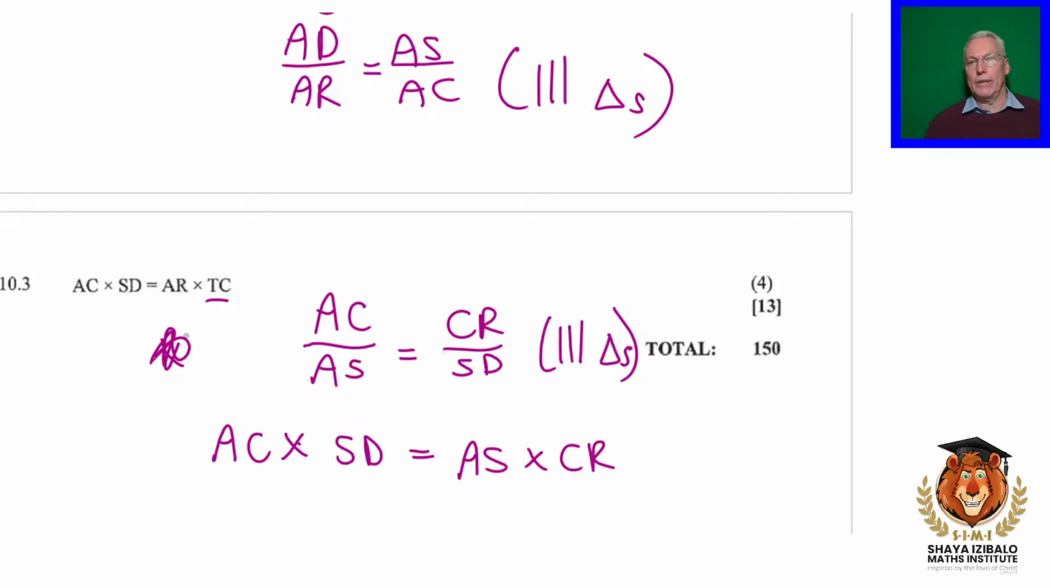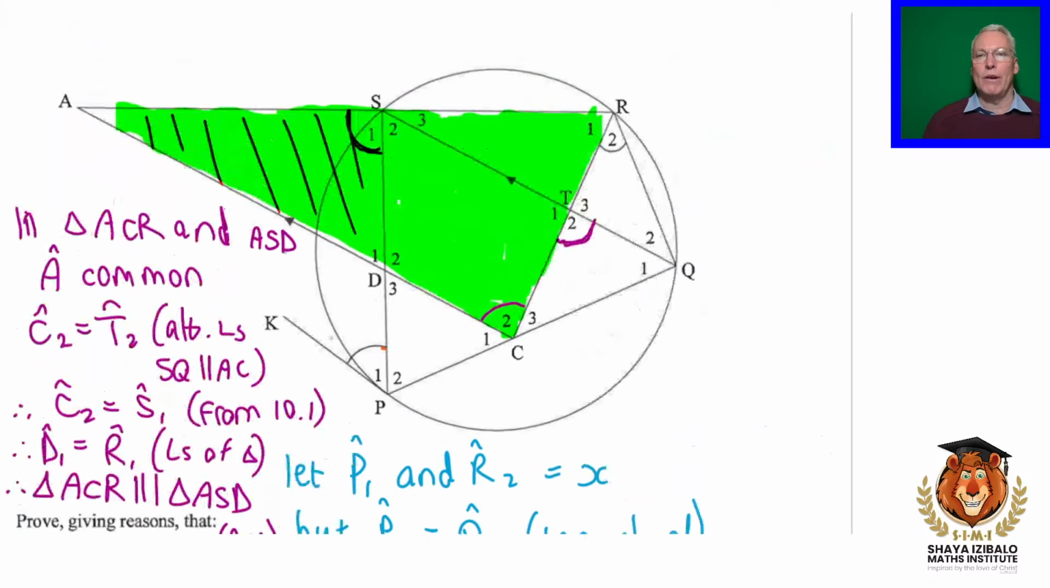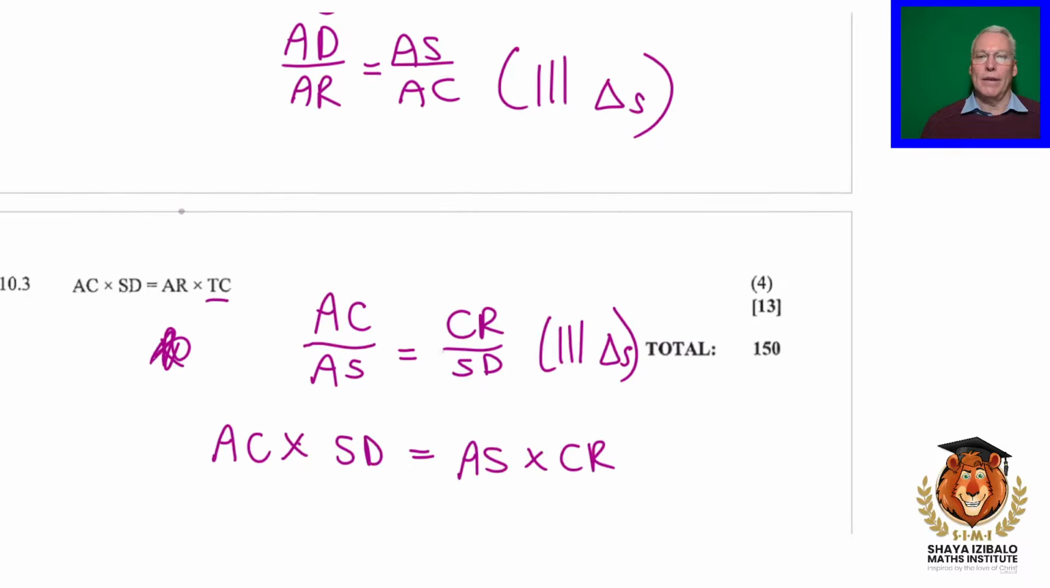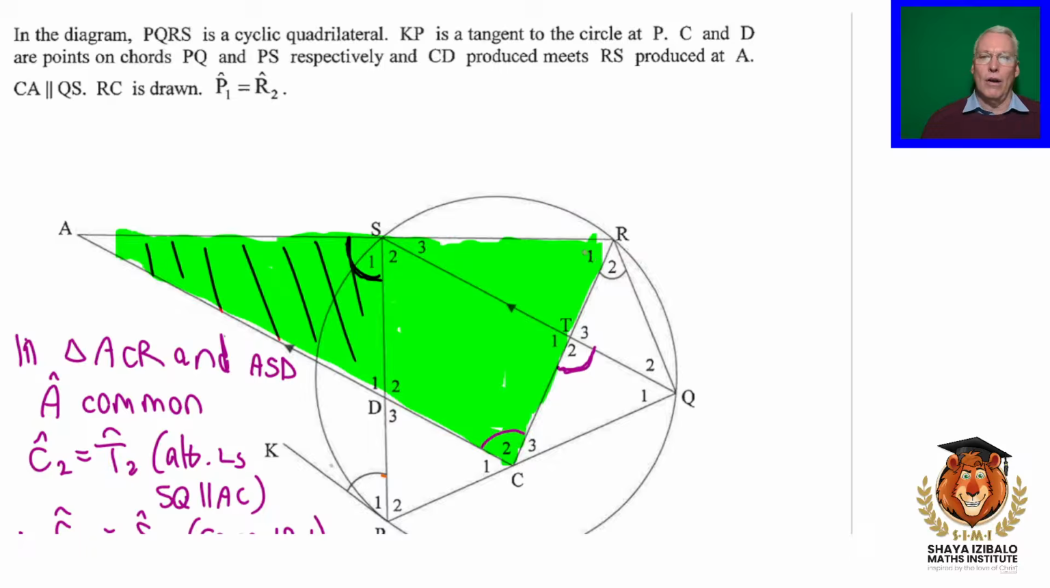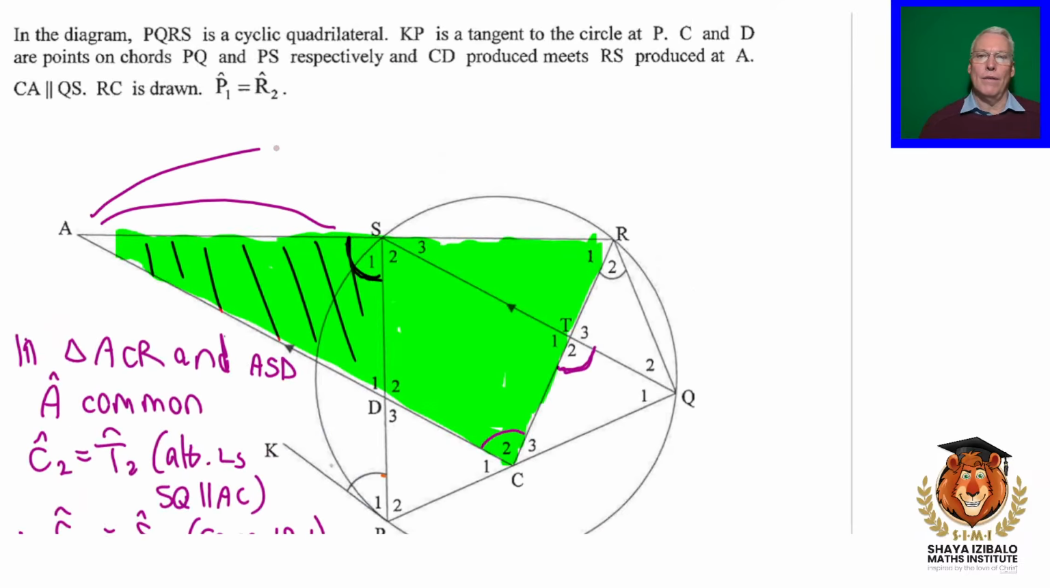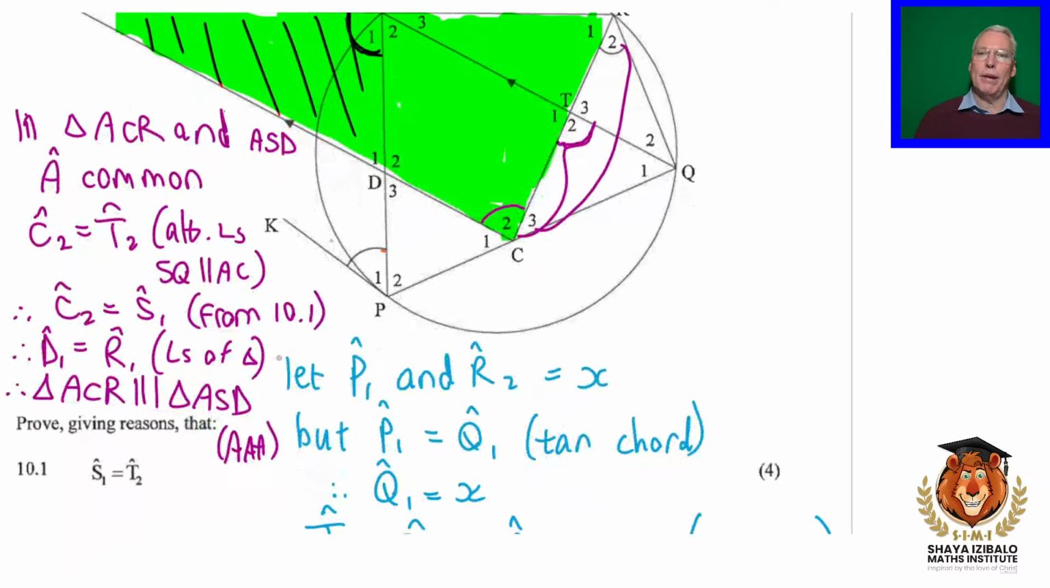Now if we look, the stuff on the left is what we want. The stuff on the right is AS times CR. We actually want CR, so AS over AR will be CT over CR. I'm just going to show you that: AS over AR will be CT over CR. And that's our proportional intercept theorem with ST parallel to AC.